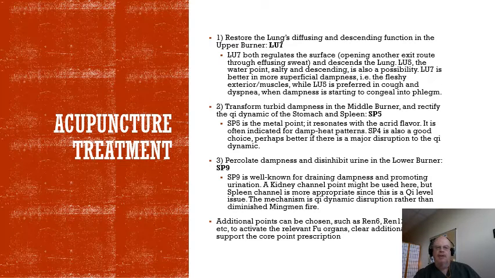Lung 7 is better in more superficial dampness, i.e. in the fleshy exterior and muscles, and Lung 5 is preferred in cases where the dampness is starting to congeal into phlegm, such as cough and dyspnea.